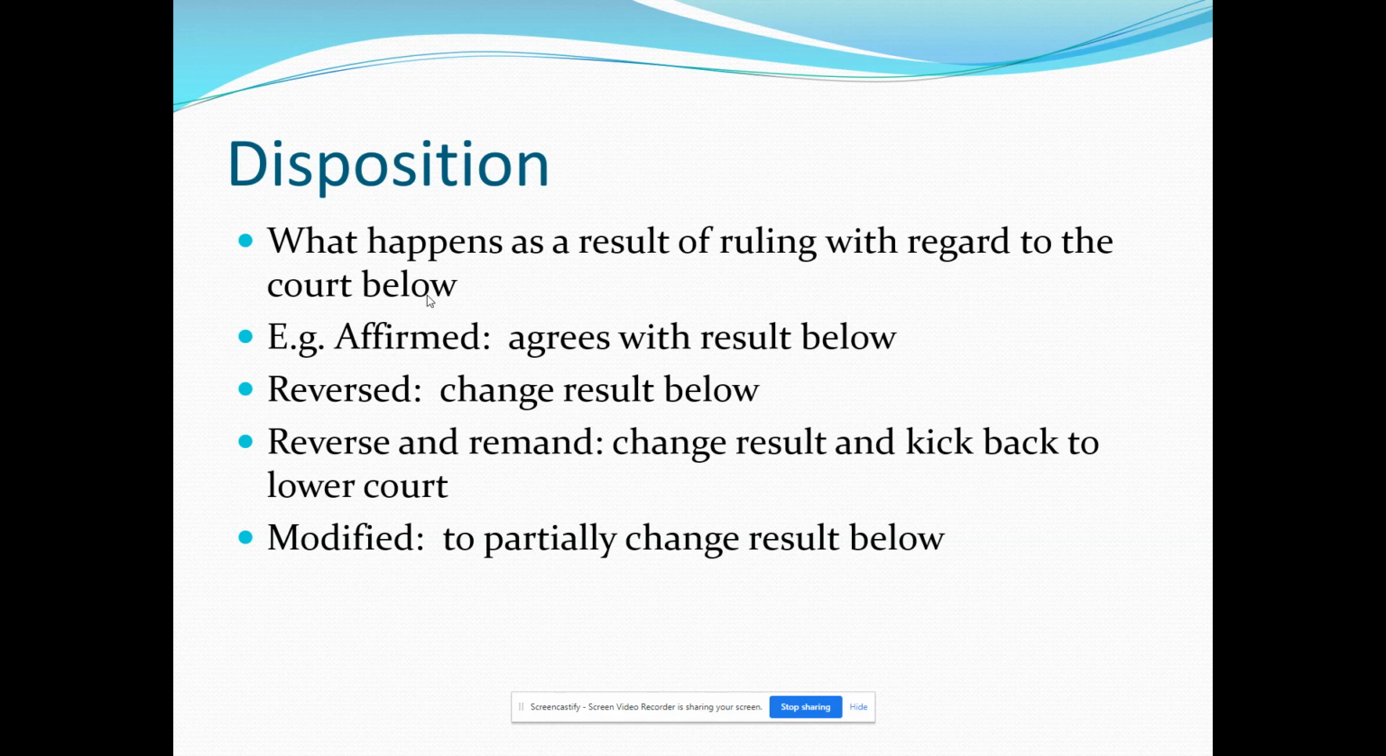They reversed that decision. They've remanded it back to the trial court for those hearsay statements to be admitted into evidence. Modified, they might partially change the results. So kind of a split. Sometimes they say affirmed in part and reversed in part, but those are your main ones. So make sure you don't confuse this with holding or conclusion, and you understand what those things mean.